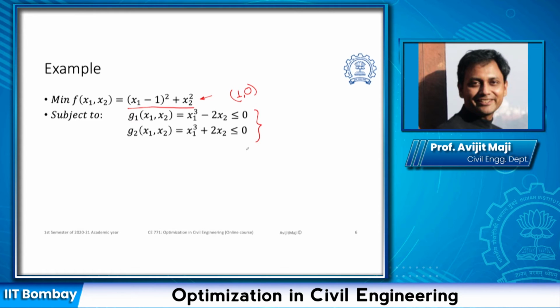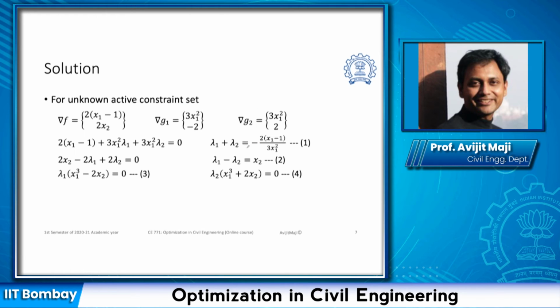So to solve this problem, first of all we need to go through the process of the Kuhn-Tucker conditions, and as I said, for an unknown active constraint set we need to first find the set of equations we have in hand. For that we need to derive the partial derivative of the Lagrange function with respect to the design variables or decision variables, and these are going to be these three sets. If we represent it with the help of the Lagrange multiplier, we obtain equation number 1, taking this component, this one and this one, and if we simplify that, we obtain this one, which we indicate as equation 1.